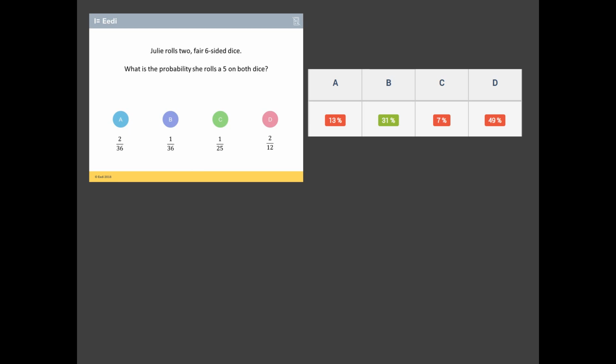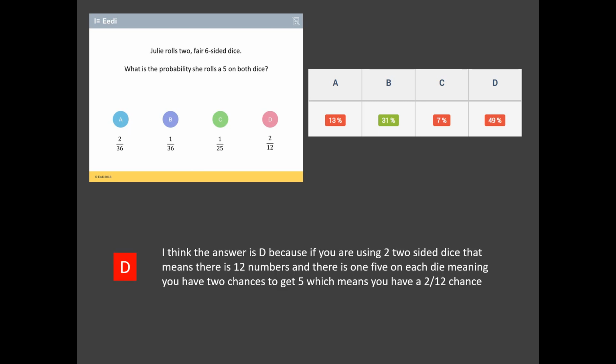Whew. Only 31% of students agreed with us that that's the right answer. Look at D. D, the most popular. 2 out of 12. Can you see where that came from? Why might a student think the answer's D? Well, let's take a look. Have a read of that. There are 12 numbers, and there's 1 5.